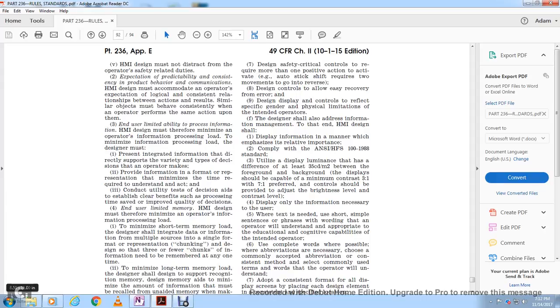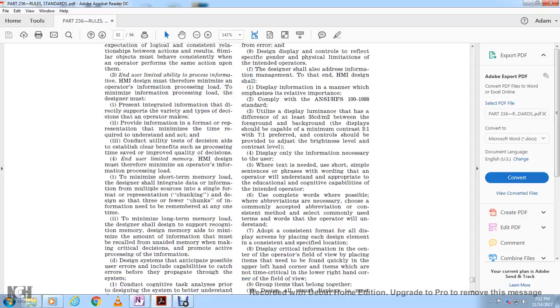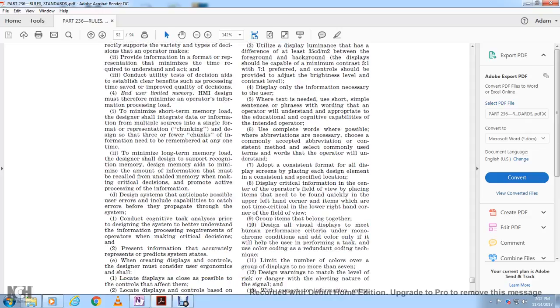2. Minimize the short-term memory load of the designer shall integrate with the data information for the multiple source of the signal formation with the representative of the chunking or design such of the three or fewer chunks information needed to be remembered at one time. The time minimized with the long-term memory load. The designer shall design and support recognizing memory to design memory aids to minimize the amount of the information that must be recalled with the unaided but making the critical decision must promote active processing of the information.